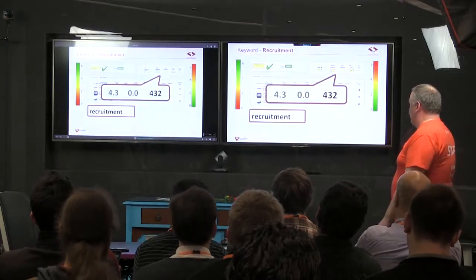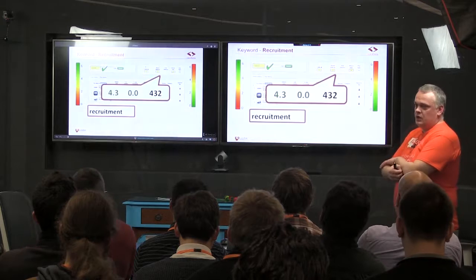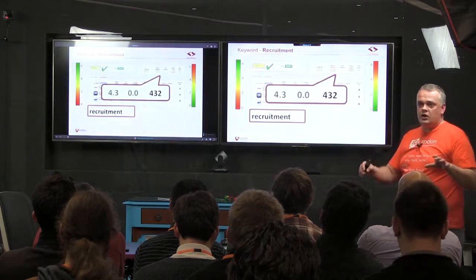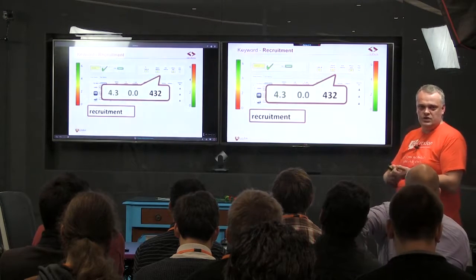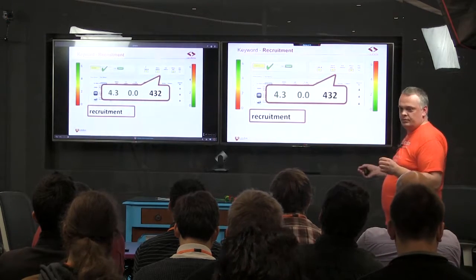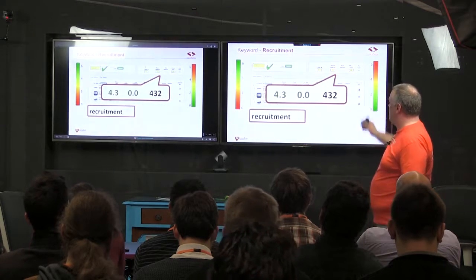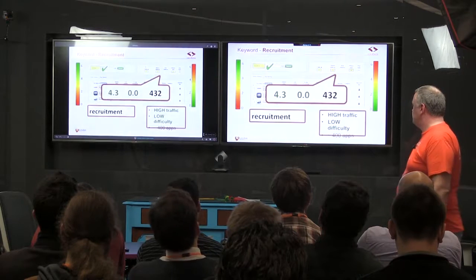300 is nothing. Here's another really nice example. Quite high traffic, 4.3, but zero in terms of difficulty. Okay, that means only a very marginal number of applications are using the keyword recruitment in the name, title, or keywords itself. It is something that Sensor Tower doesn't even think is worth putting. Probably the fraction is below the second place after the comma. Okay, I like this keyword. I'm going to use it. Okay, high traffic, low difficulty, about 400 applications. Absolutely, I'm happy with this.